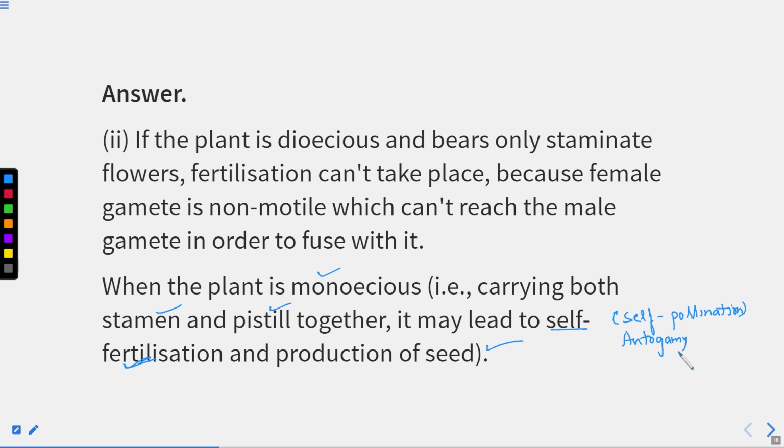Now, what does autogamy mean? Autogamy means pollen from the male flower is transferred to the stigma of the female flower, and these two flowers are present on the same plant. This is known as autogamy.